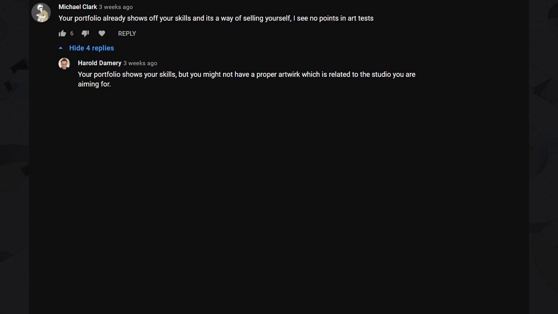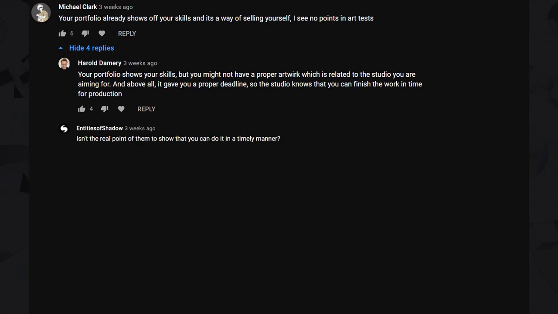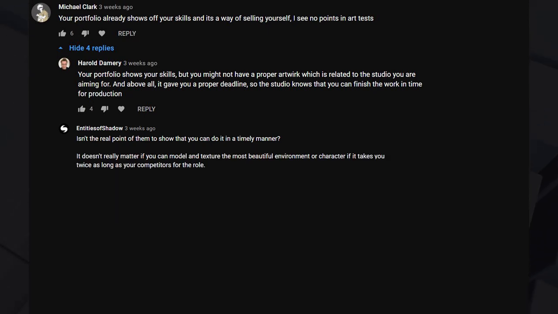Your portfolio shows your skills, but you might not have a proper artwork which is related to the studio you are aiming for. And above all, it gives you a proper deadline, so the studio knows that you can finish the work in time for production. Isn't the real point of them to show that you can do it in a timely manner? It doesn't really matter if you can model and texture the most beautiful environment or character if it takes you twice as long as your competitors for the role.